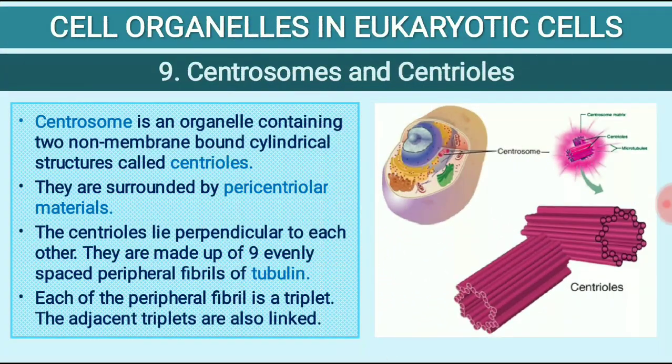8.5.9 Centrosome and Centrioles. Centrosome is an organelle usually containing 2 cylindrical structures called centrioles. They are surrounded by amorphous pericentriolar materials. Both the centrioles in a centrosome lie perpendicular to each other, in which each has an organization like the cartwheel. They are made up of 9 evenly spaced peripheral fibrils of tubulin protein. Each of the peripheral fibrils is a triplet. The adjacent triplets are also linked.